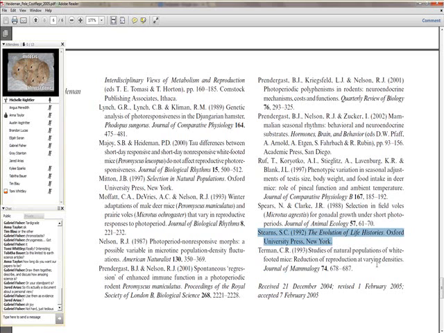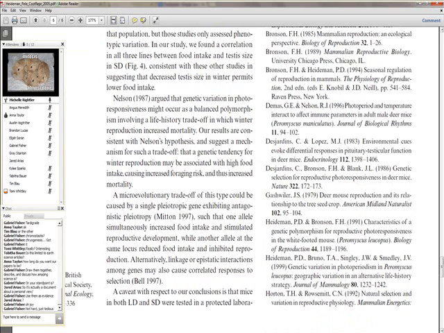Okay. So when you do internal citations, you can see here, I said Nelson in 1987 argued that genetic variation in photoresponsiveness might occur as balanced polymorphism involving life history trade-offs in which winter reproduction increased mortality. Basically, that says that he argued that if mice, or any organism, tried to breed during the hard times of winter, that increases their likelihood of dying because it's very energetically expensive. That's what I was looking at.